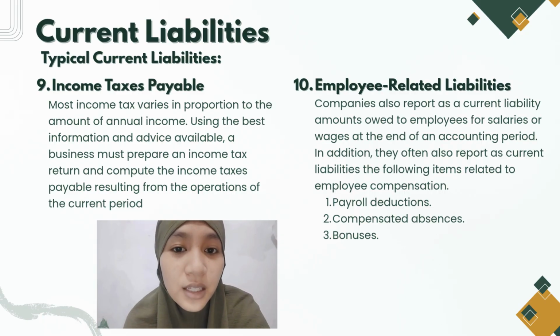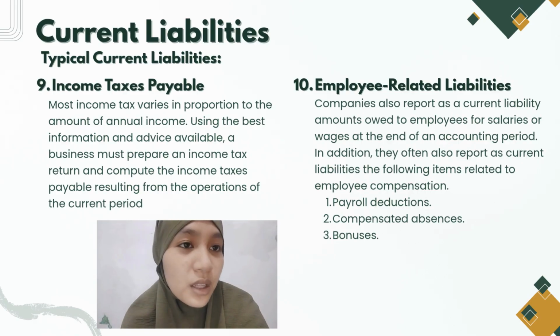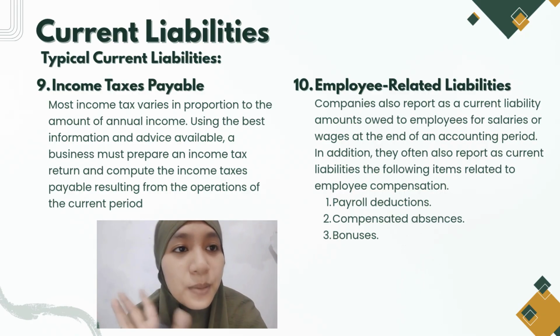And the last one is employee-related liabilities. Companies also report as a current liability amounts owed to employees for salary or wages at the end of an accounting period. In addition, they often also report as current liabilities the following items related to employee compensation: payroll deductions, compensated absences, and bonuses.